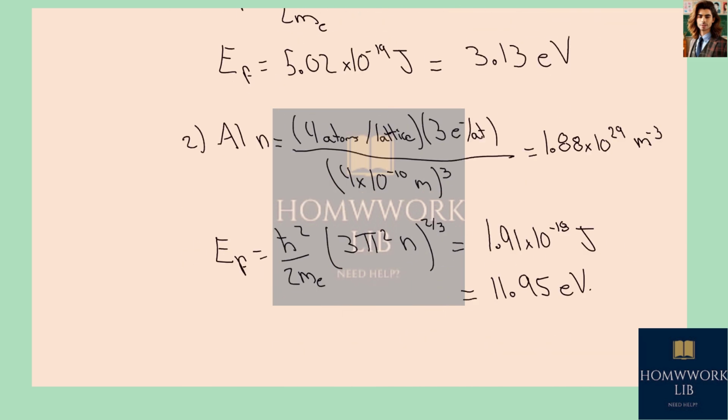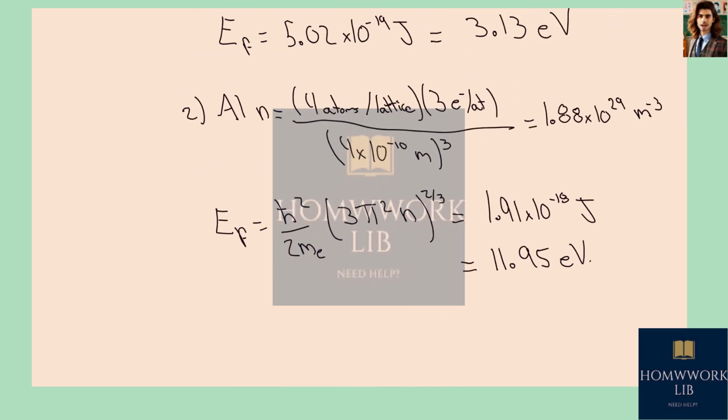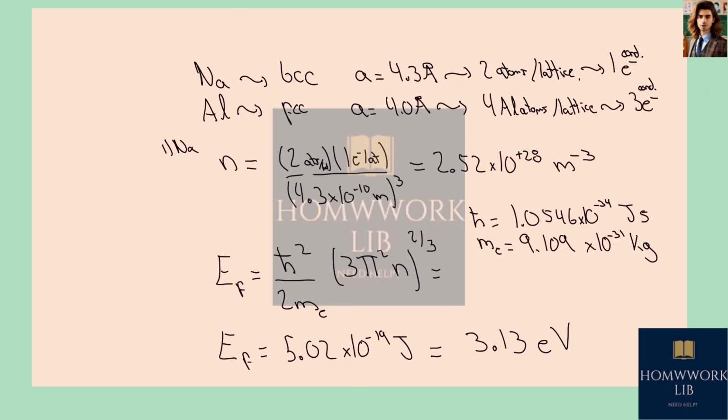And that would be all for this problem. The main idea is that you need to know what type of lattice you have in each of the compounds to know how many atoms per lattice you're going to have, and using the valence electrons, how many electrons per lattice you're going to have. So once you know the electrons per lattice, you can calculate the conduction electron density that you're going to get. And that will be all.